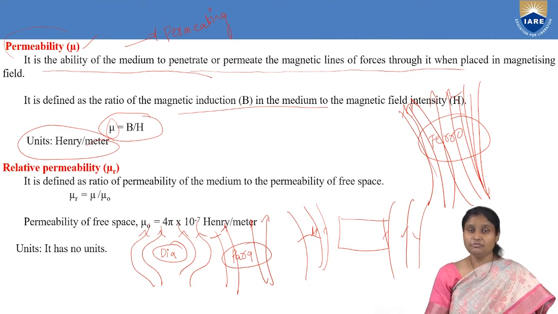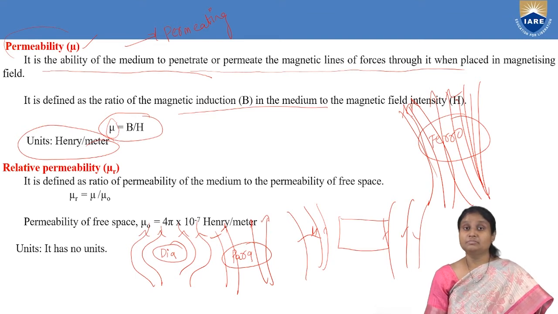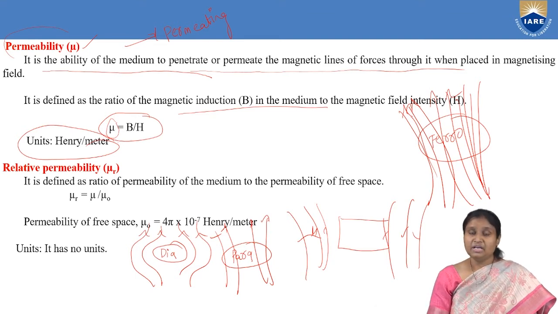So here till now we have discussed magnetic field intensity. Magnetic field intensity unit is ampere per meter. Then we have discussed magnetic induction or magnetic flux density. Its units will be Weber per meter square or Tesla. Then we have permeability, whose units are given by Henry per meter. So just remembering all these units is very, very important.